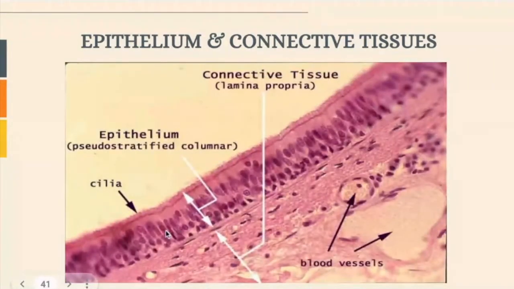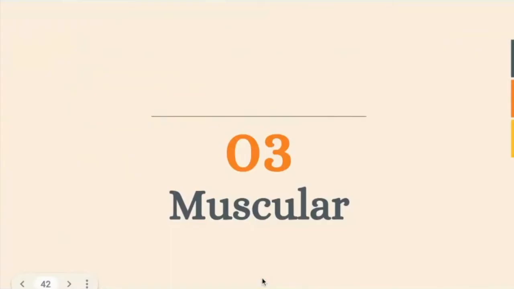And this is also a pseudostratified columnar epithelium, and we can see cilia. This must be a lining of the respiratory tract. And also we can see a blood vessel here and the connective tissue. Okay, so let's jump to the third type of primary tissue, which is the muscular.